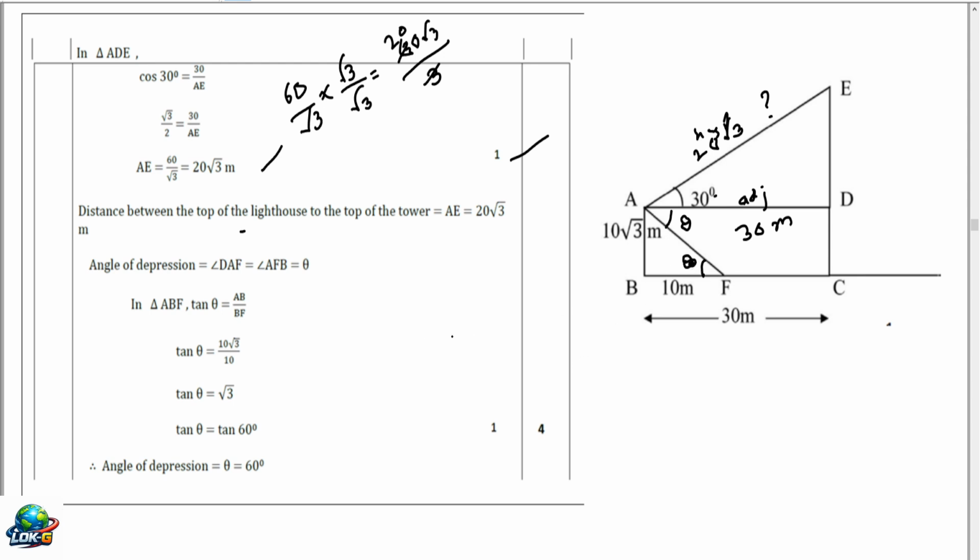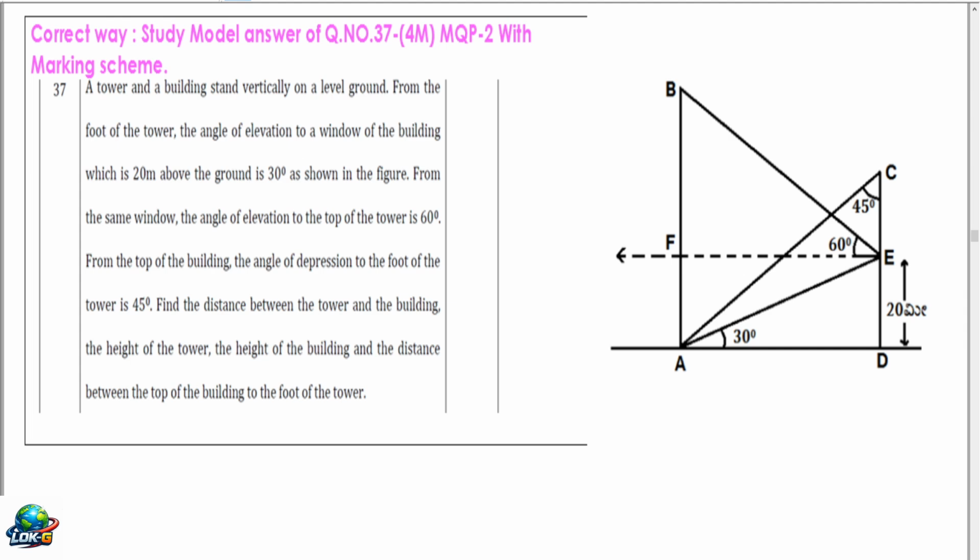Now in triangle ABF, tan theta is equal to opposite upon adjacent. Opposite is 10 root 3, adjacent is 10. The 10 cancels, right? Tan theta is equal to root 3. For what angle of tan do you get root 3? Tan 60. Therefore, theta is equal to 60. You will get all 4 marks. I hope you understood the analysis, my dear students. If you find it fast, rewind it and watch it again.